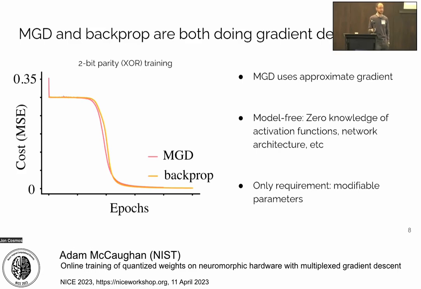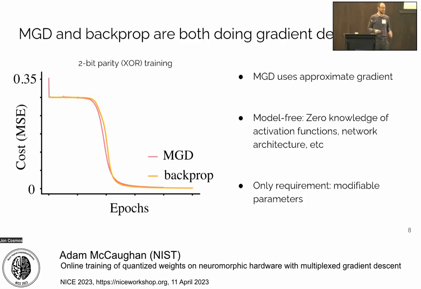Can we actually compute the gradient? We have a very simple toy problem, like a 2-bit parity XOR, and we measure the gradient. We do some weight updates, just like backprop, and we see that in this simple example, it follows the same curve. It's a nice proof of concept that you can walk downhill using gradient descent on an arbitrary network, right?